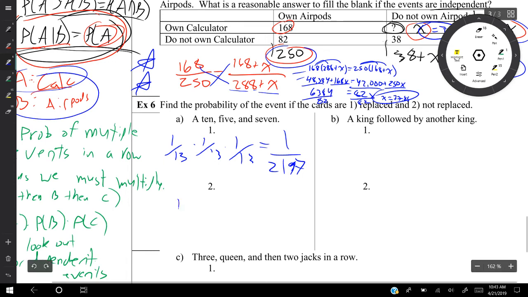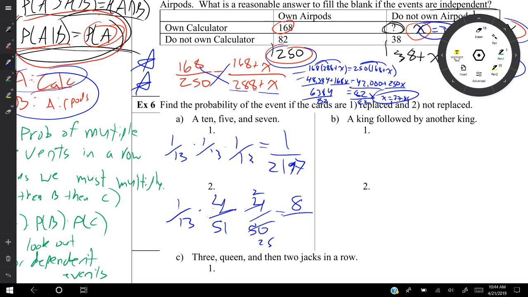The probability of a 10 is 1/13th. What's the new probability of a 5? How many total cards are there now? 51. But there are still 4 5s. There are still 4 7s. But now that we've taken the 10 and the 5 out, how many cards are left? 50. So this reduces down to 2/25. So 4 times 2 is 8. 13 times 51 times 25. Plug that into a calculator, you get 16,575.